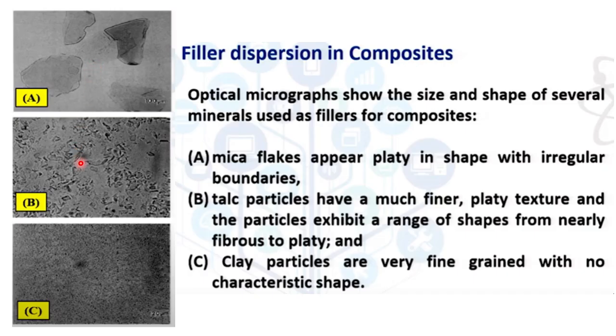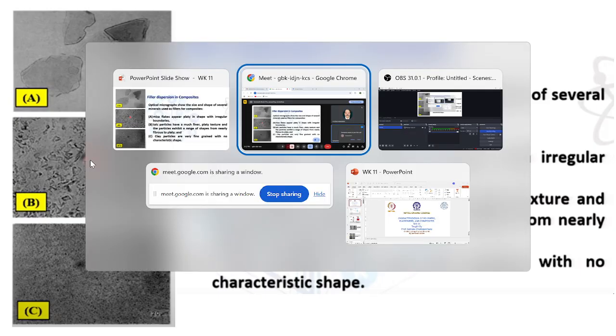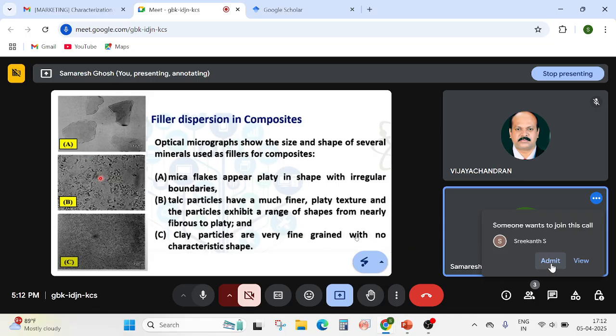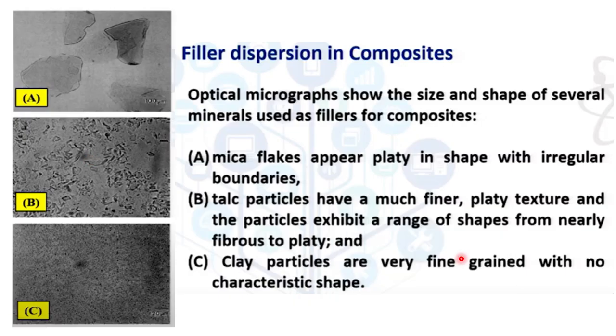The second one is talc powder. So talc powder, basically what is talc? It is basically a silicate type of material, a clay material, and they are very fine particles. So it has a platy structure. The particles exhibit a range of different shapes. For example, this is the fibrous type, this is the plate type. So it exhibits a range of shapes from nearly fibrous to platy.